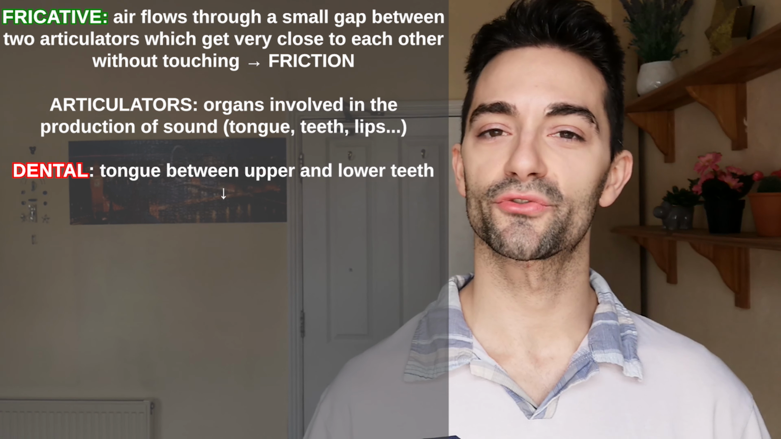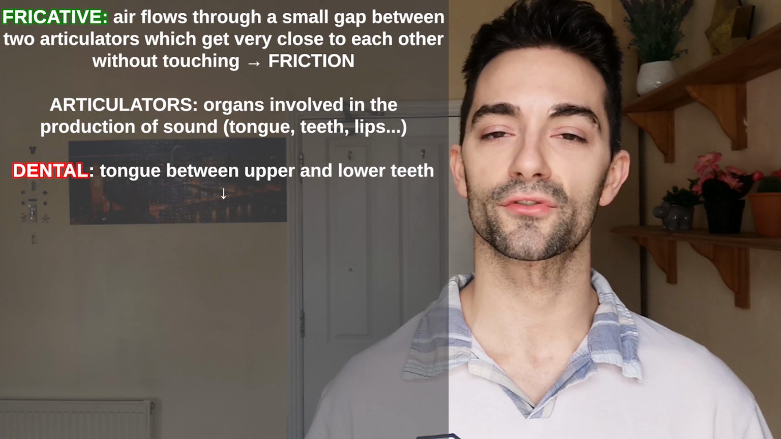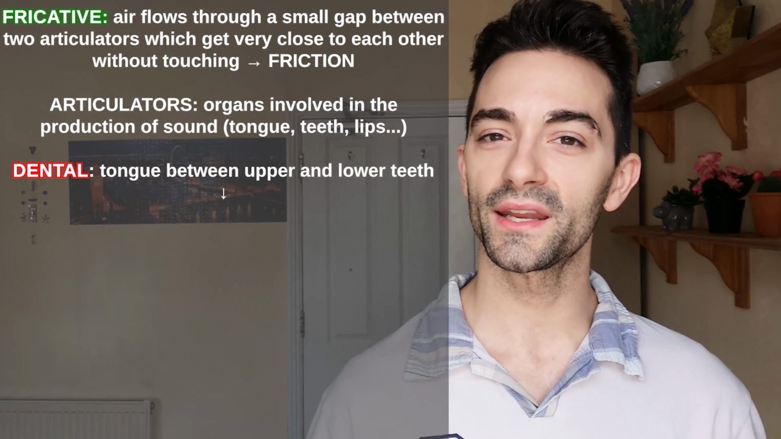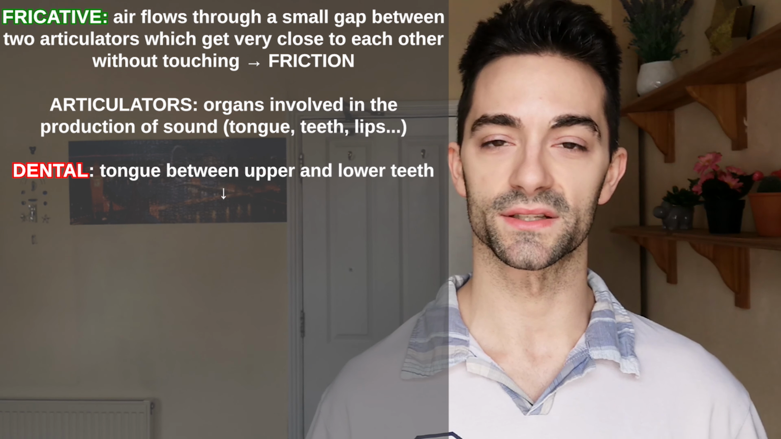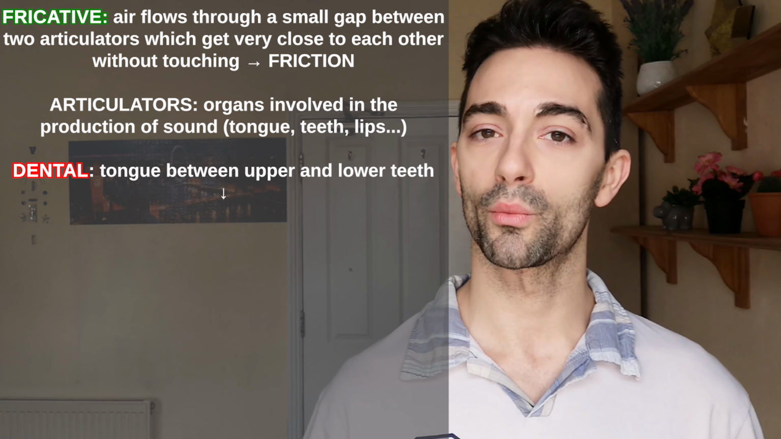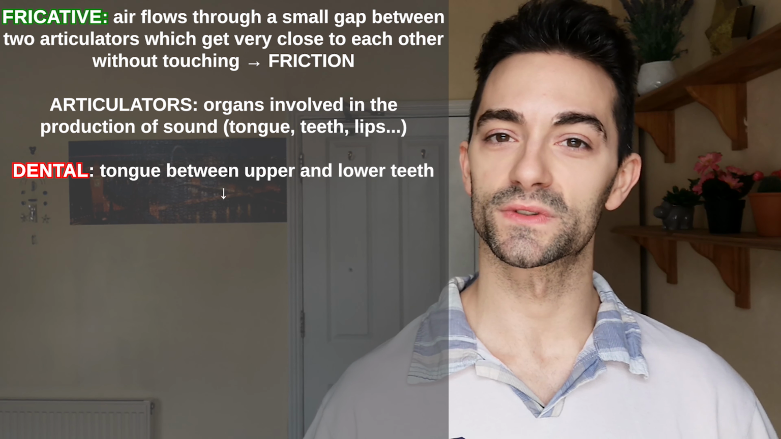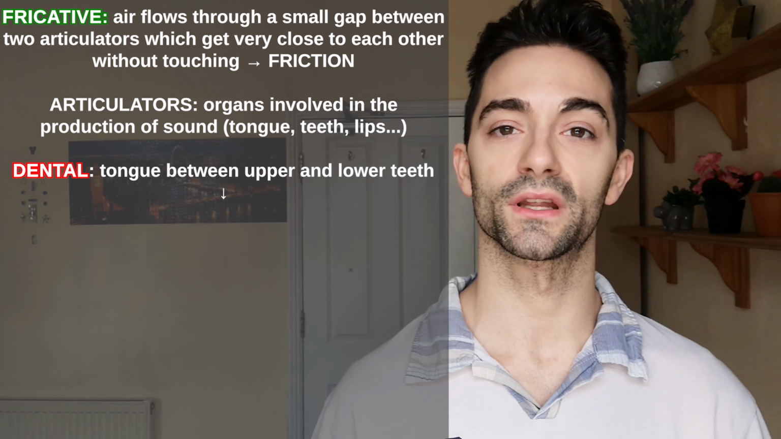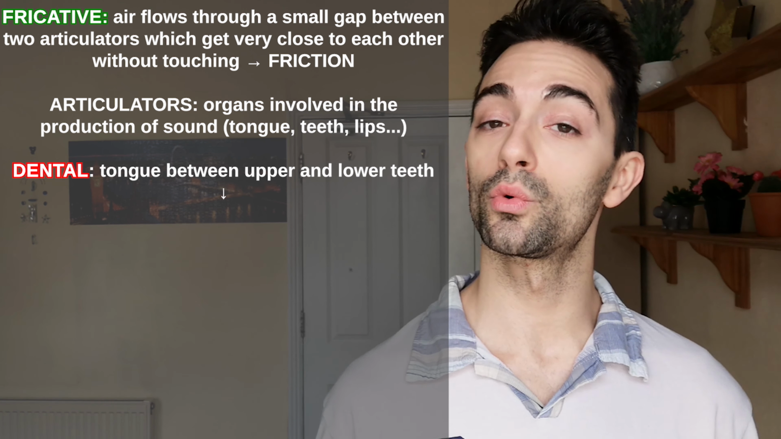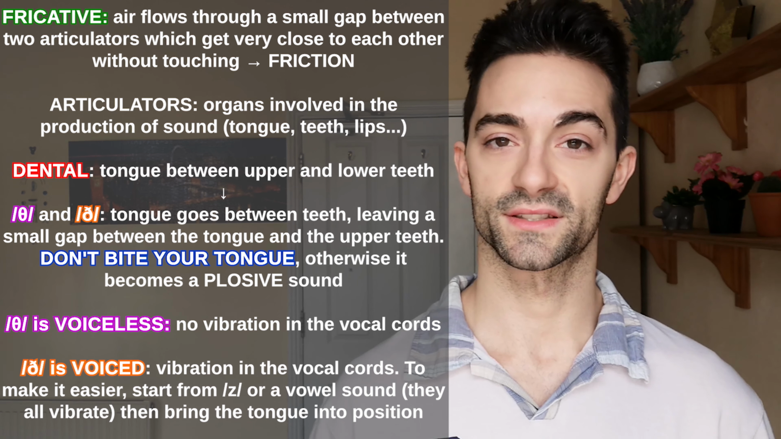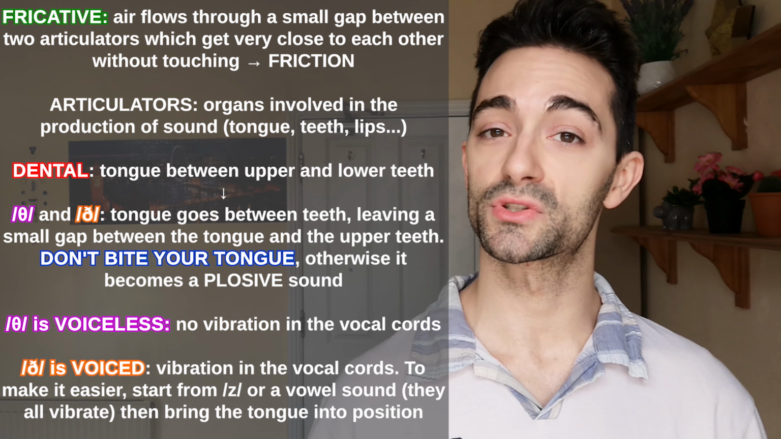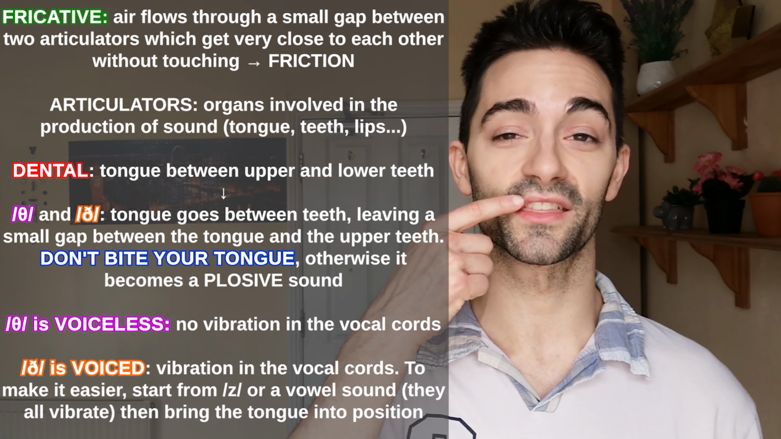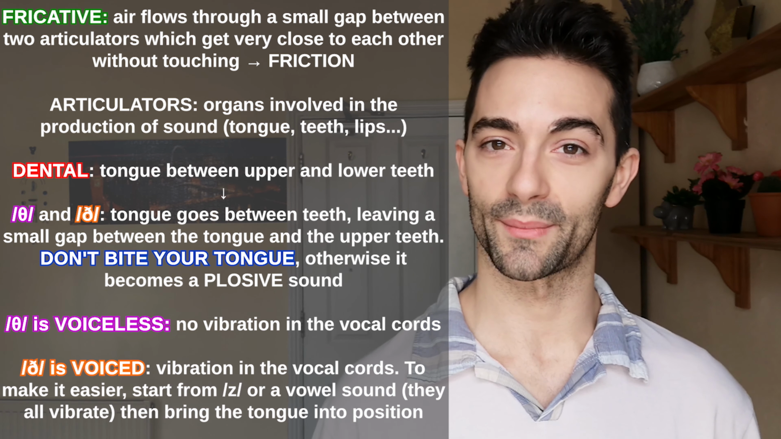The th sound is a fricative, meaning that it's created through the friction that we get when air flows through a tiny gap between 2 articulators getting very close to each other without actually touching. It's a dental sound, meaning that the articulators involved are the tongue going between your upper and lower teeth. So, in order to produce the th or th sound, we need to place our tongue between the teeth, leaving a tiny little gap between the upper teeth and the tongue, which is where the air will come out.